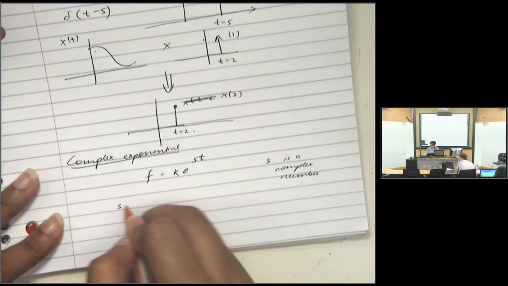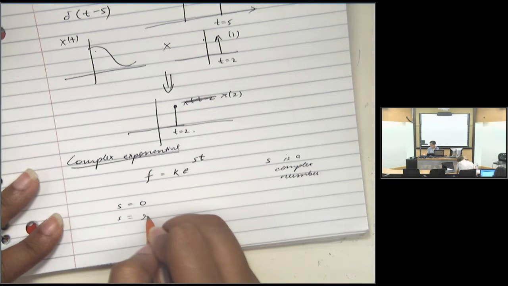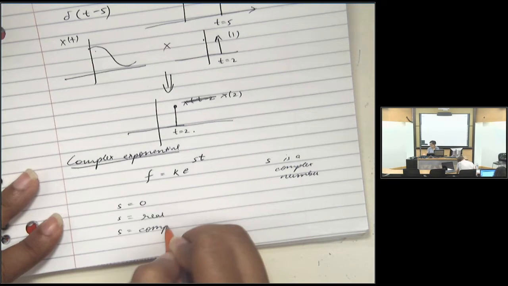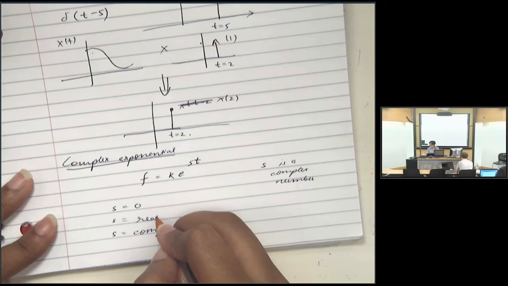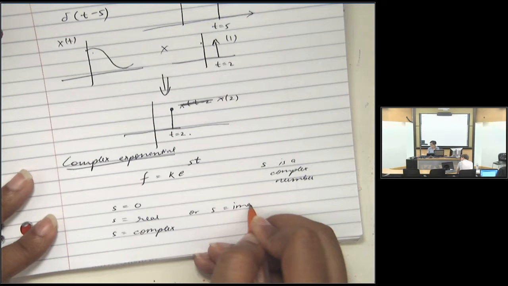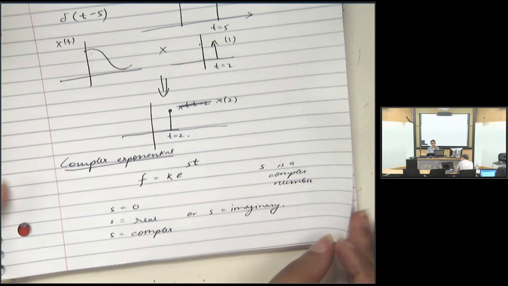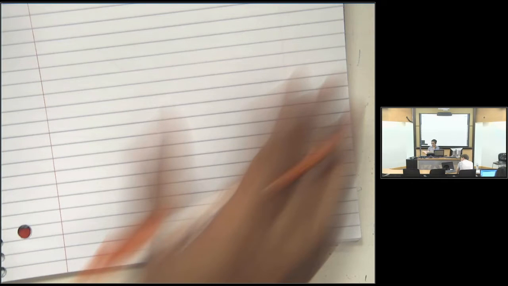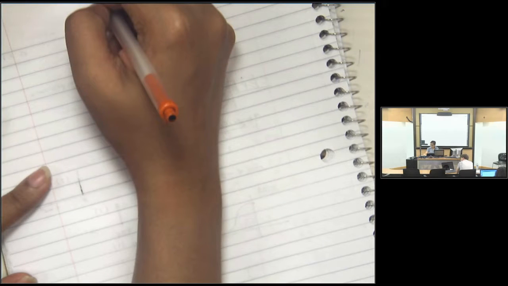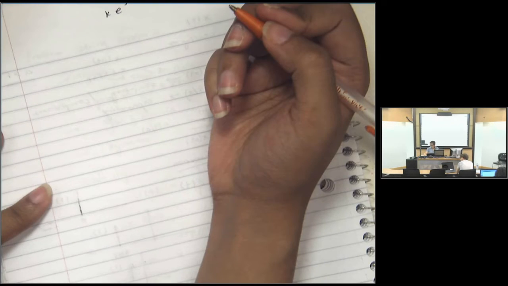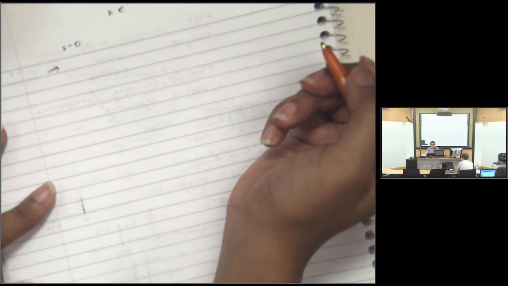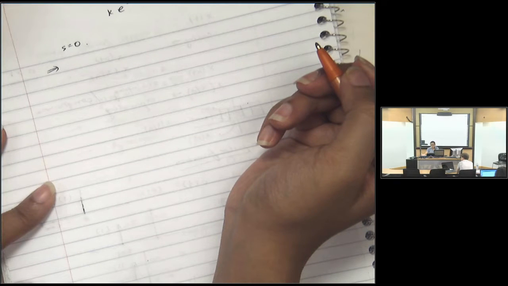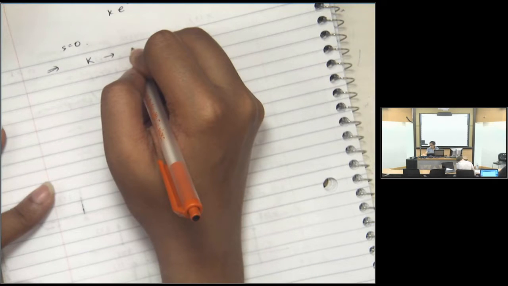So s can be 0, s can be real, and s can be complex. Or only real, or s can be only imaginary. So let's go through what will happen. So this is the function that we have, k into e raised to power st. What will happen when s is equal to 0? We'll get 1. So we'll just get k, right? So it will be a constant function. So f is a constant function.